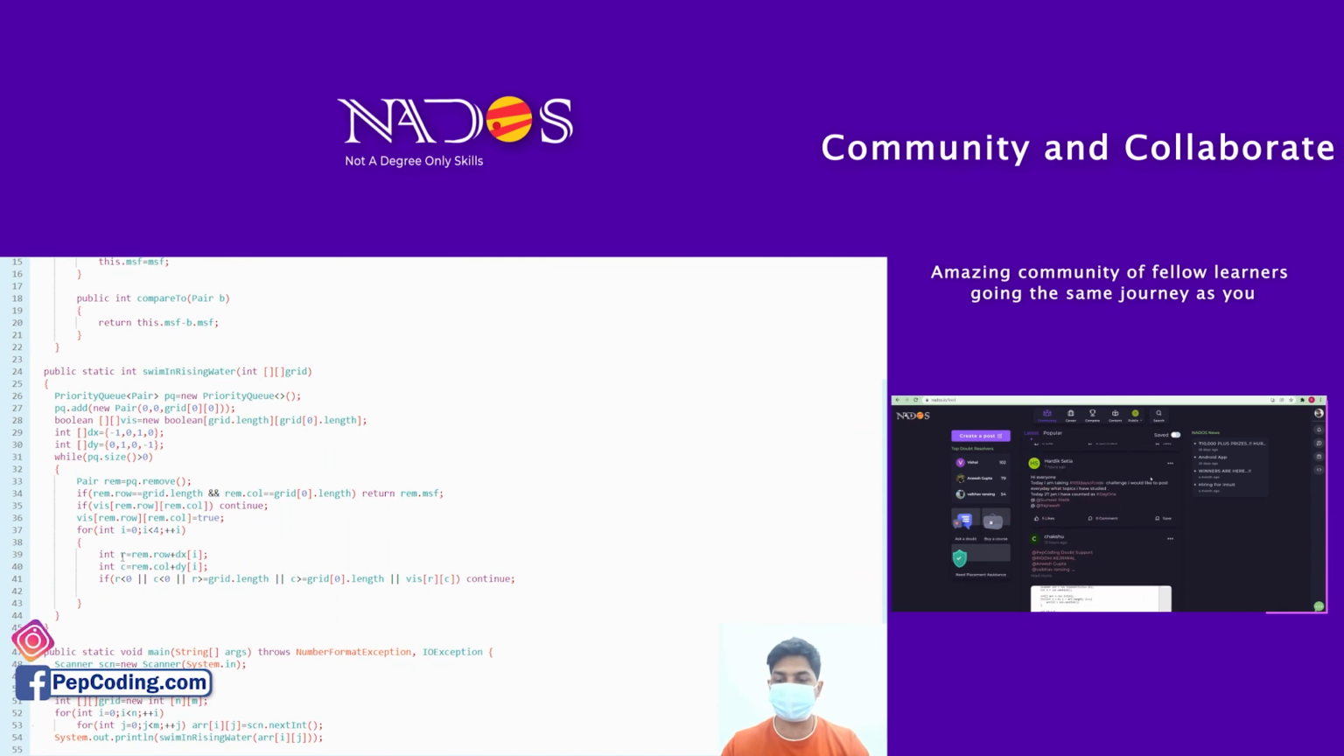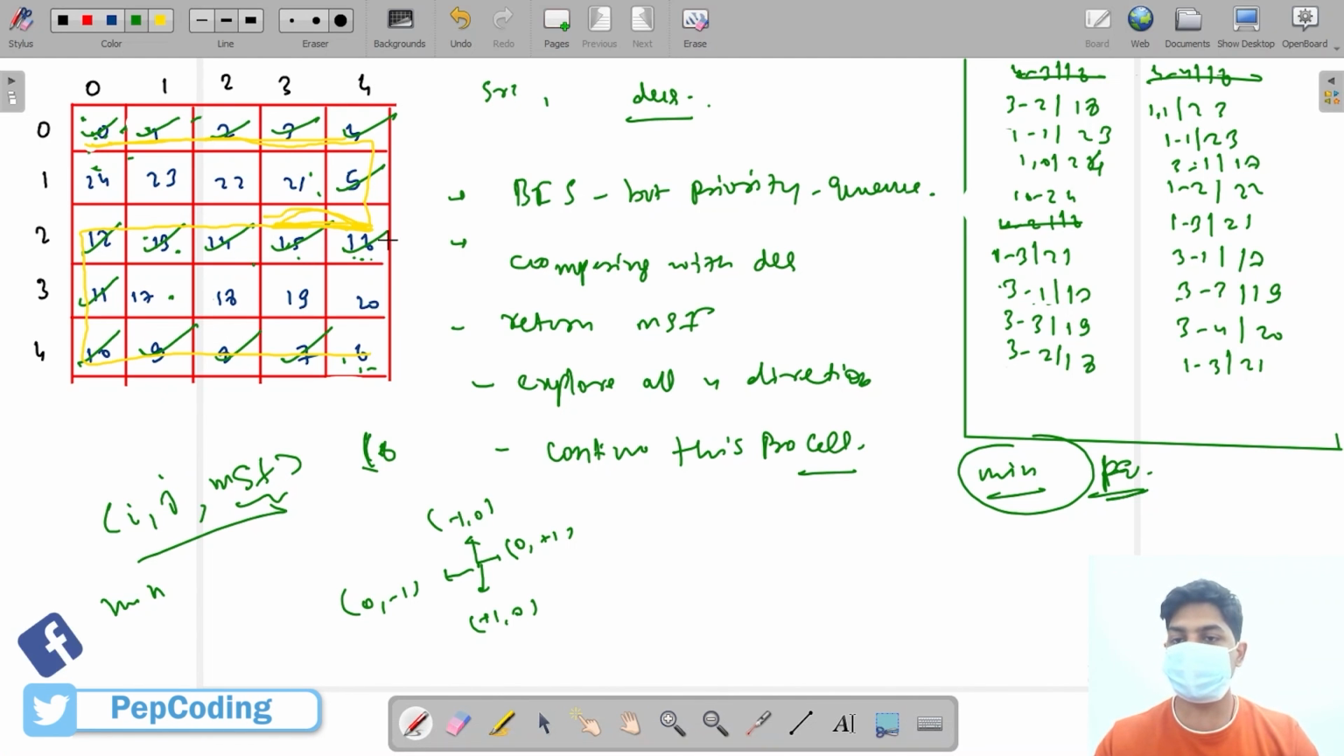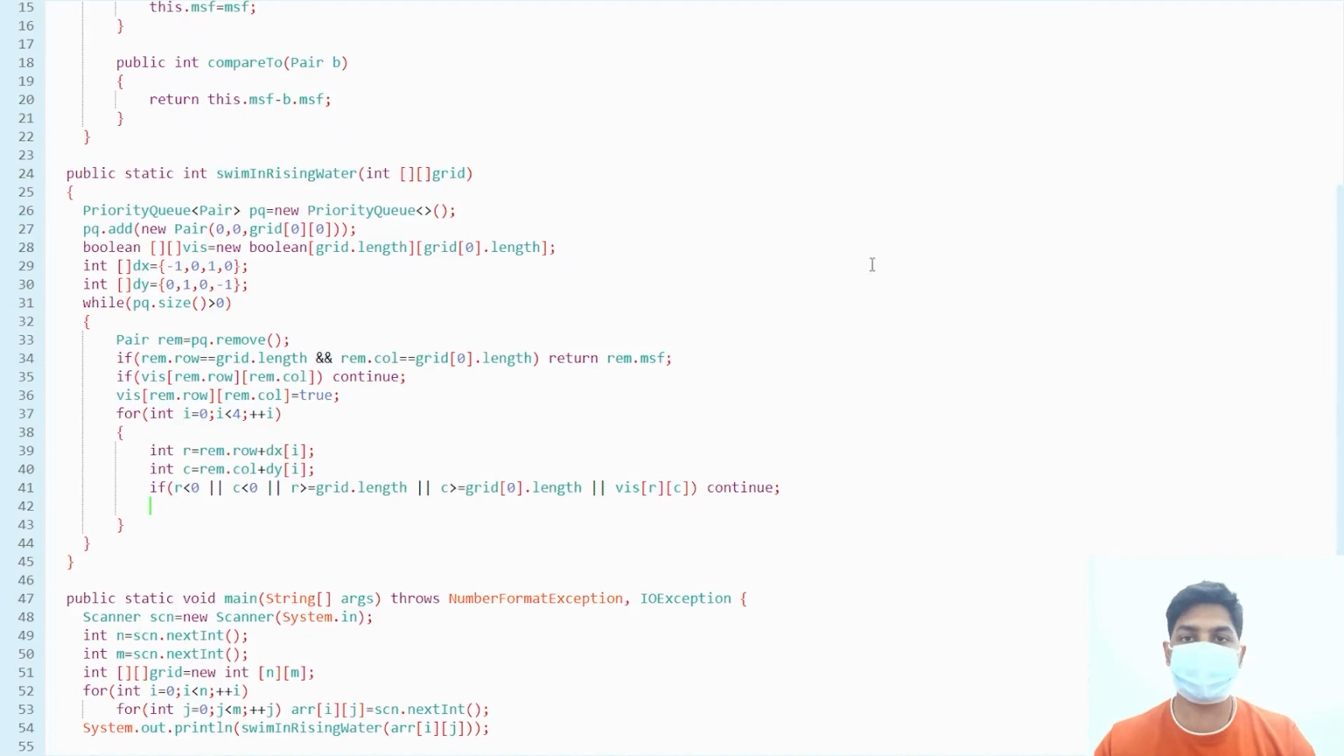Otherwise, if it passes all these conditions, we simply add it into the priority queue. Priority queue dot add new pair of row comma column, plus math dot max of removed element dot maximum so far, or grid of row comma column. This is for the maximum, this is the pair, and this is the priority queue.